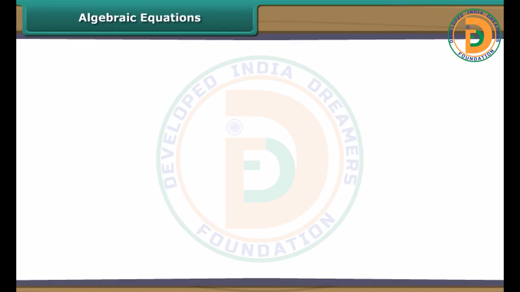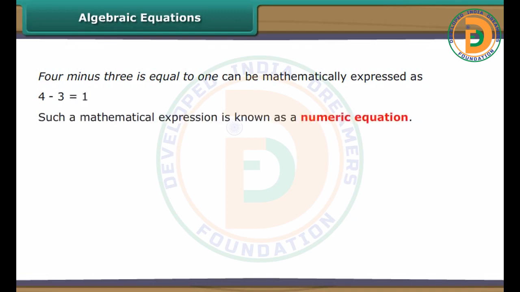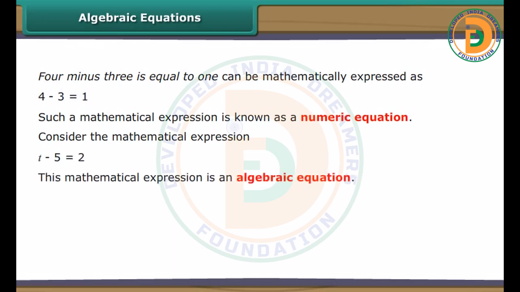Algebraic equations. Consider a statement like this. 4 minus 3 is equal to 1. It can be mathematically expressed as 4 minus 3 = 1. Such a mathematical expression is known as a numeric equation. Now consider the mathematical expression t minus 5 is equal to 2. This mathematical expression is an algebraic equation. An algebraic equation has one or more variables.